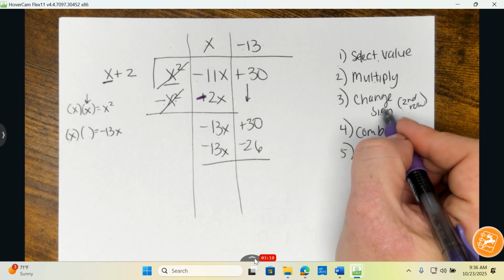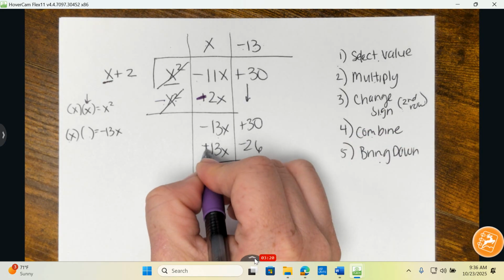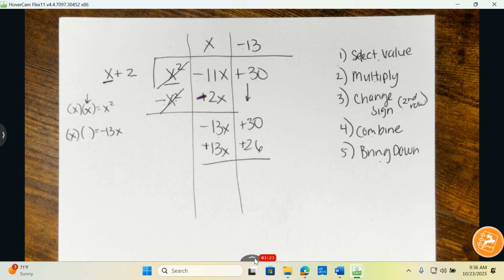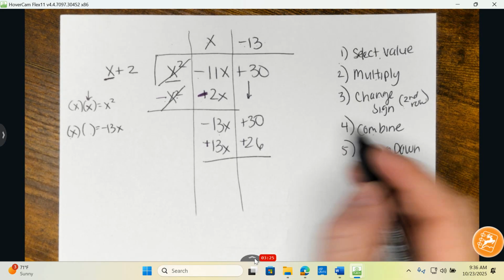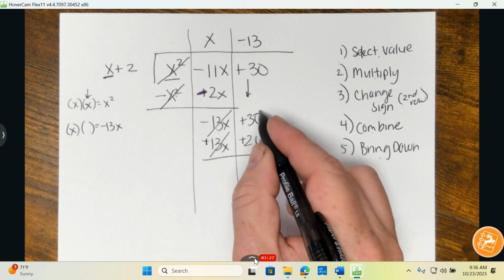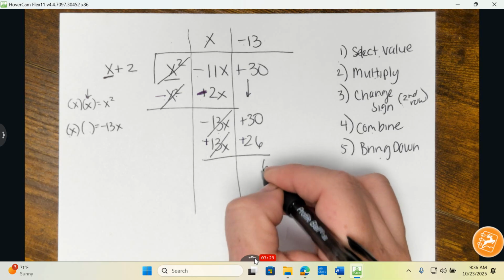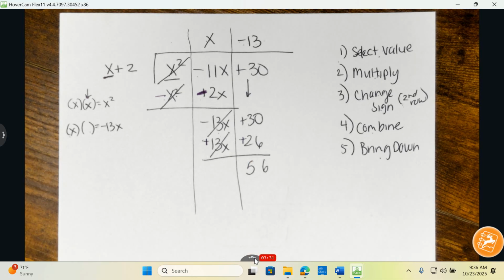I'm going to now change the signs. It was negative, make it positive. It was negative, make it positive. Now I'm going to combine down. These are going to cancel out, and when I add these together, I'm left with 56.